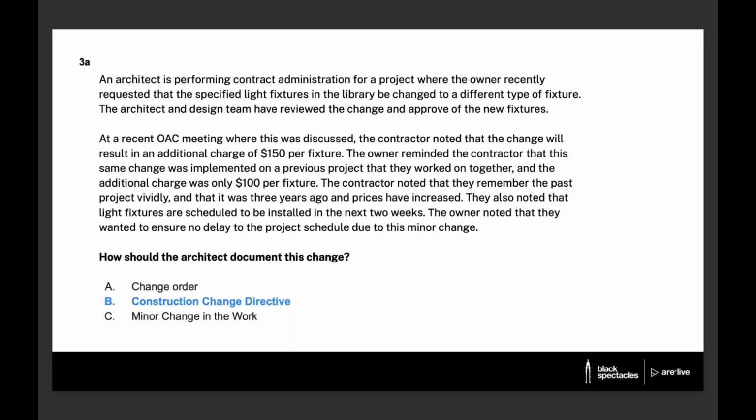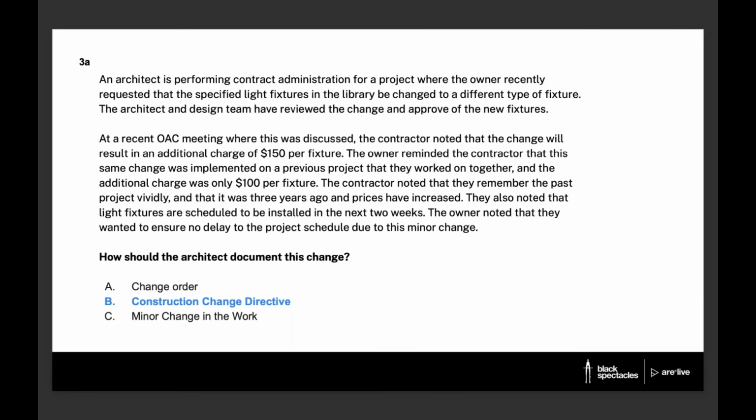Or change order? Yes, if they were to split the difference and agree at 125 in the meeting, and it said that in the question, I would choose change order because now there's consensus and that's what a change order is used for. The reason we're choosing B, construction change directive, is just this whole back and forth: one of them is at 150, the other is at 100, and they haven't agreed in this question.